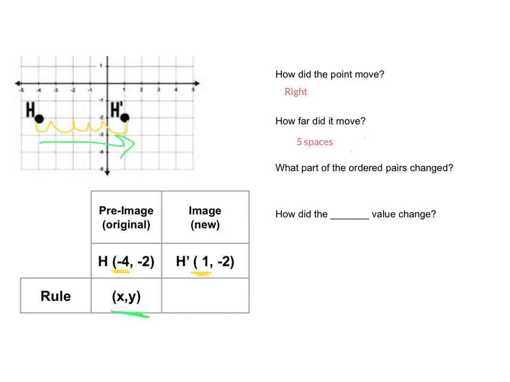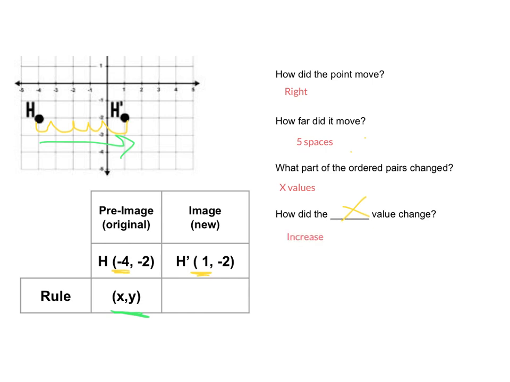And as we already noticed, our X values changed. So the X values changed in the ordered pairs. So how did it change? How did the X change? Did it increase? Did it decrease? If I go from -4 to +1, that's an increase.